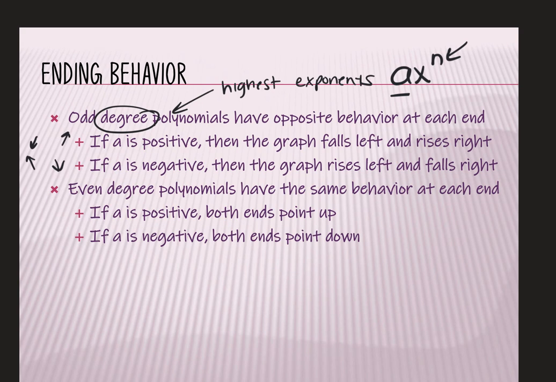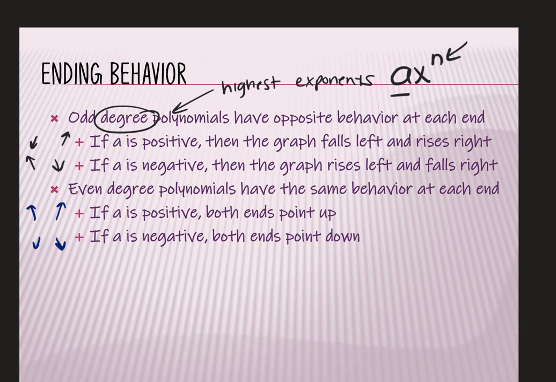Then if the exponent, that highest exponent, the degree, is even, and the a is positive, then both ends point up. Think about your typical parabola. Both of them would point up. See how this would have been helpful yesterday? All right. Then if a is negative, both sides point down. We don't know what's happening in between, okay? But at least we know the ending behavior.